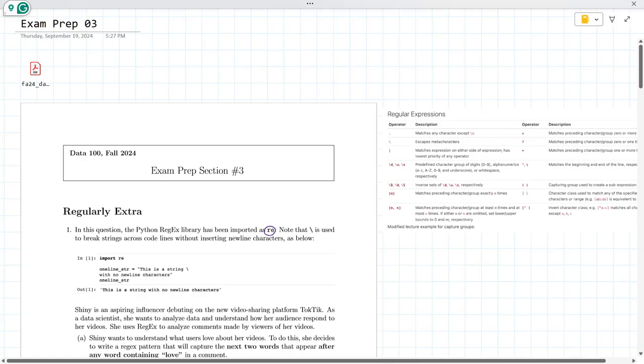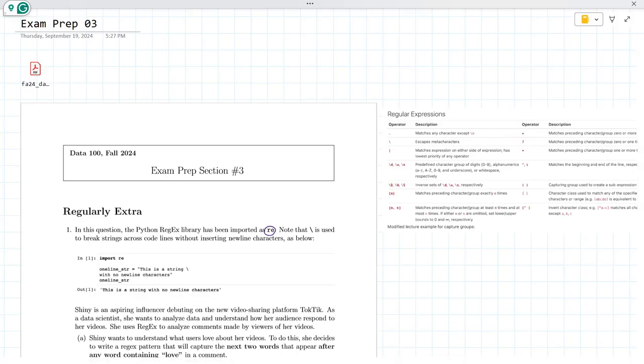Hello everyone, welcome to the walkthrough for exam prep section 3. In this section we are going to talk about regex, so this week we'll be intensively practicing regex and next week we'll get to visualization, sampling, and surveying.